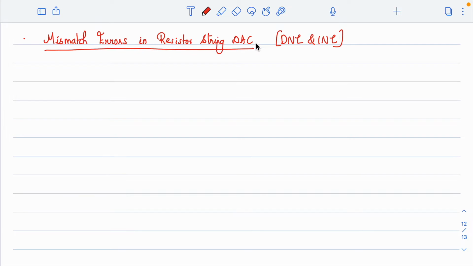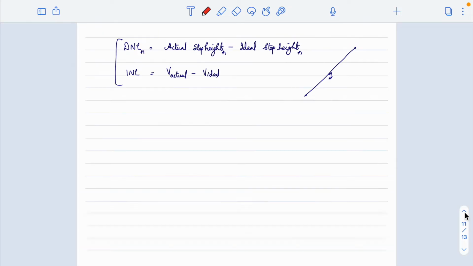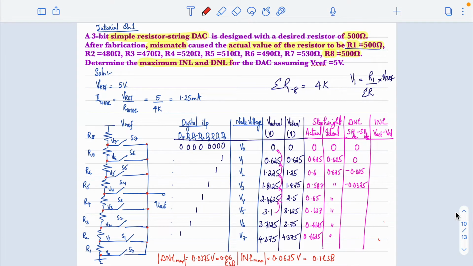Then there is no difference between the ideal and actual values; they were the same. But Durgesh, I think you have a question. DNL max is minus 0.038. Yeah, the magnitude is 0.03, correct. What did I write? Yeah, 0.0375. Both are the same, right? If you are asking about the polarity, here is what I have written.